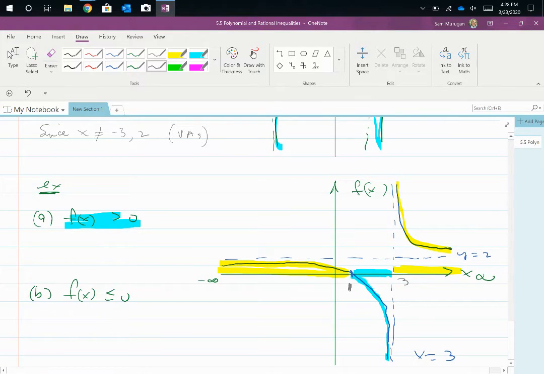So for greater than 0, we can easily describe the portions of the graph above the x-axis: from negative infinity up to 1, and then from 3 to positive infinity. Now below the x-axis is from 1. 1 is an intercept, so we can just put it in a bracket. But 3 is a vertical asymptote, so we have to put it in parentheses, even though the inequality has an equal sign.